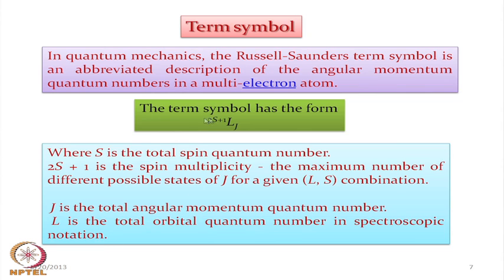So, if we have S value equal to 1, the corresponding multiplicity would be 2 into 1 plus 1, so 2 plus 1 is equal to 3. So, that means it will be the 3, and then we have the corresponding value for L, which is 0 for S, P, D and F and all other values. So, we can have the corresponding value whether it is a 3D term or 3F term.